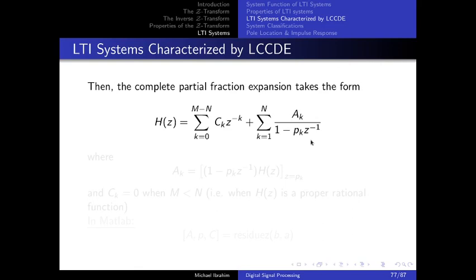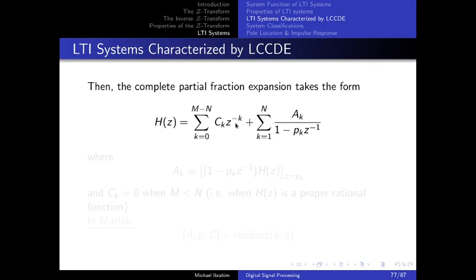So now this summation corresponds to the result of the long division, and this summation corresponds to the partial fraction. And now we can simply do the inverse Z transform. How is that? This kind of term corresponds to a time domain sequence pk to the power n times u of n, if it's a right-sided sequence. And this kind of term corresponds to delta of n minus k. So doing the long division and then the partial fraction, we can simply do the inverse Z transform.